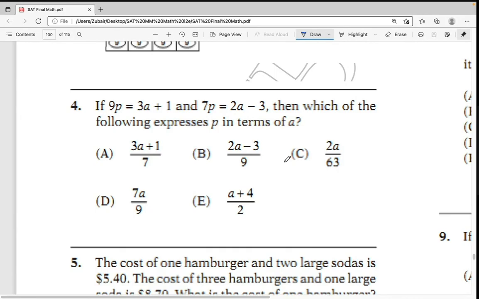Sorry, so E. Question 4 is E. Yes. Sir, can you explain this one? If we try, yeah, sure.